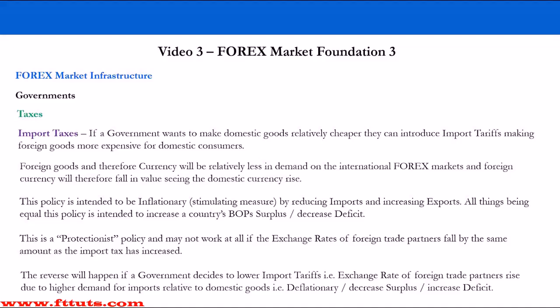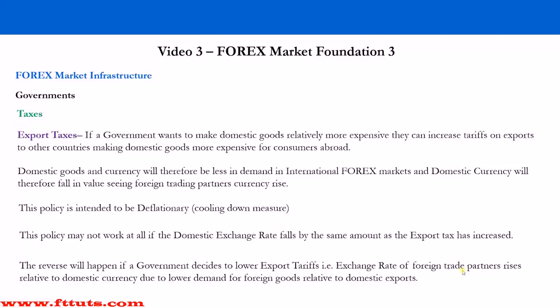The reverse happens if the government decides to lower import tariffs, or get rid of tariffs altogether. So the exchange rate of foreign trade partners tends to rise due to a higher demand for imports relative to domestic goods. So if they do the opposite, it's basically a deflationary policy for domestic goods.